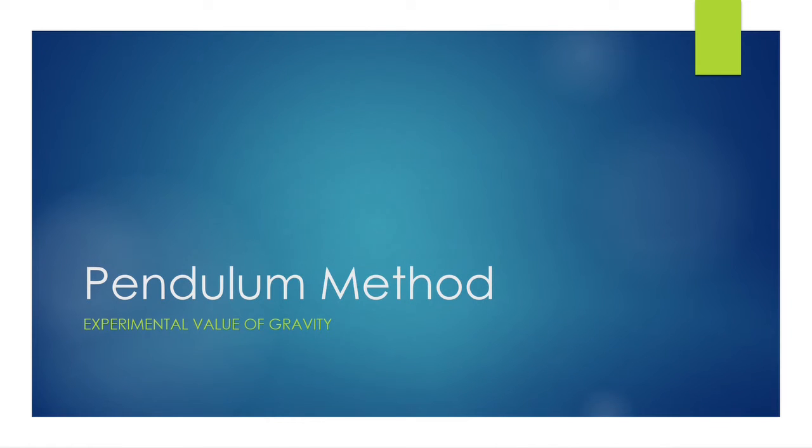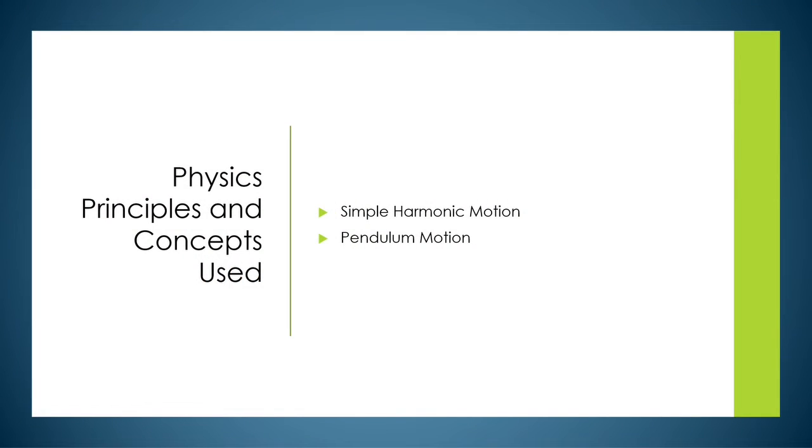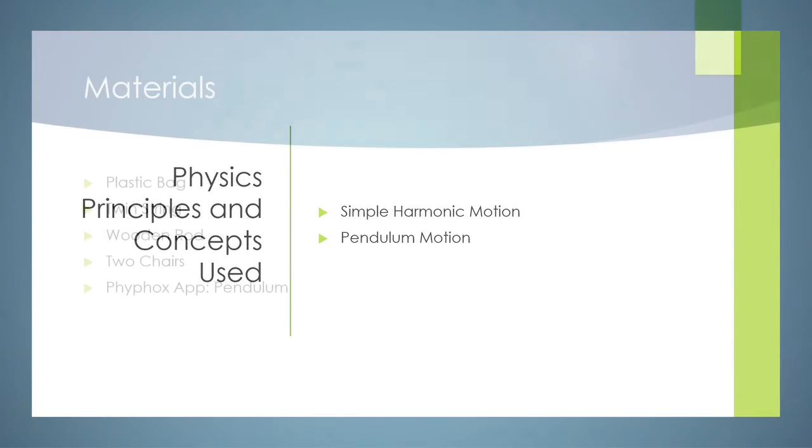This is the pendulum method for determining experimental value of gravity. The main physics principles used in this method are simple harmonic motion and pendulum motion. It is known that the period for a pendulum depends on its length and the acceleration due to gravity. Thus, we can experimentally determine the acceleration due to gravity using a pendulum.